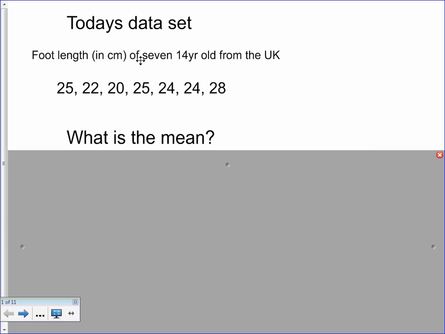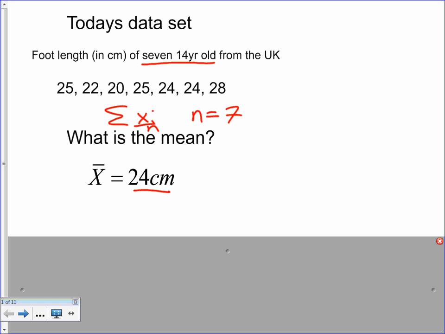So here I have today's data set. It's 17 14-year-olds from the UK. So how do we find the mean? Well, we use the formula for mean. Right? n is 7 because there's 7 kids. And we would just add them up and divide by 7, and we'd get 24 centimeters. Remember, always include units in AP Stats. Always, always, always.